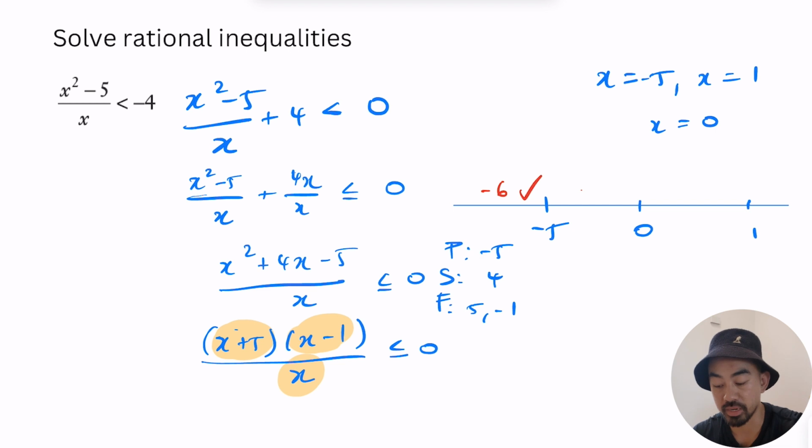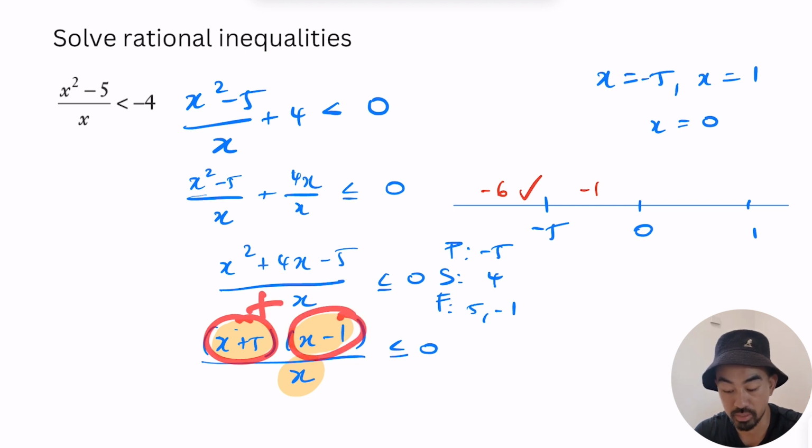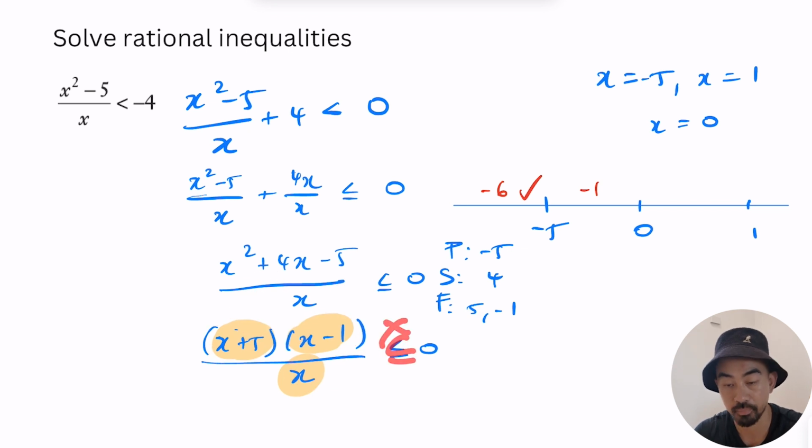Okay, so a number between minus 5 and 0, let's say minus 1. So if I put in minus 1, minus 1 plus 5 is positive. Minus 1 minus 1 is going to be negative. And then minus 1 just at the bottom is also going to be negative. So these 2 negatives make a positive. With that positive, that makes 2 positives, which is not less than or equal to 0. So give that a cross.